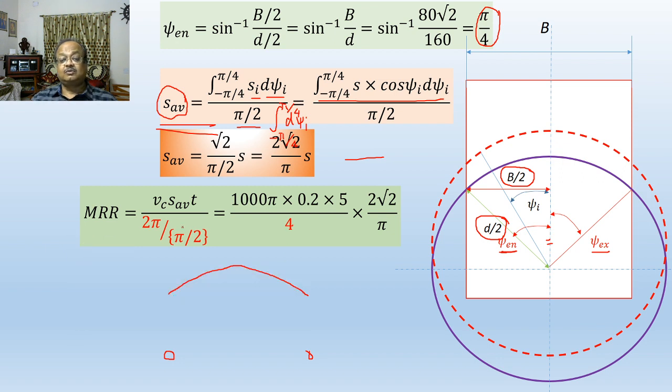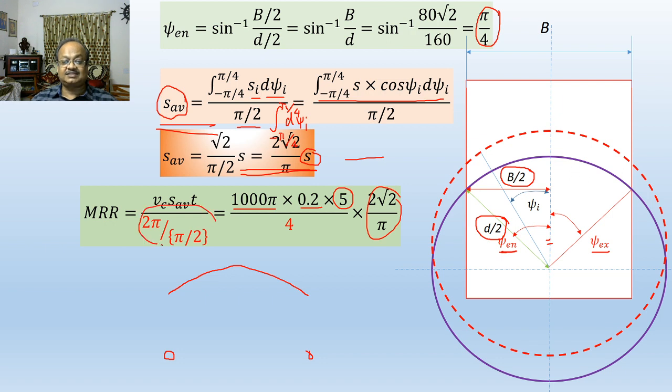Okay, so it becomes V C S average into T. Now V C is nothing but 1000 pi, because it was pi meter per second, so 1000 pi millimeter per second. S average is 0.2 into 2 root 2 by pi, that we have simply derived here, and this is 5. This 0.2 is nothing but the value of S which was given in the previous page.